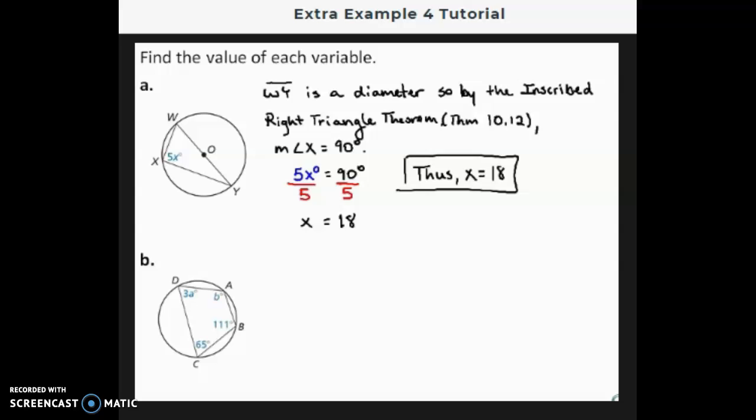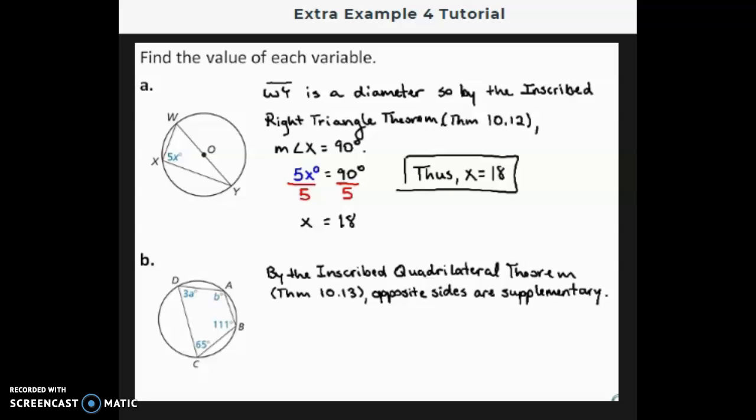Part B. Notice that ABCD is a quadrilateral inscribed in a circle. So by the inscribed quadrilateral theorem, opposite angles are supplementary. So notice that angle D and angle B are opposite angles, and angle A and angle C are opposite angles. So the measure of angle D plus the measure of angle B equals 180 degrees by the definition of supplementary. Substituting in the given information gives 3a degrees plus 111 degrees equals 180 degrees. Subtracting 111 degrees from each side gives 3a equals 69. Then dividing by 3 on each side gives a equals 23.